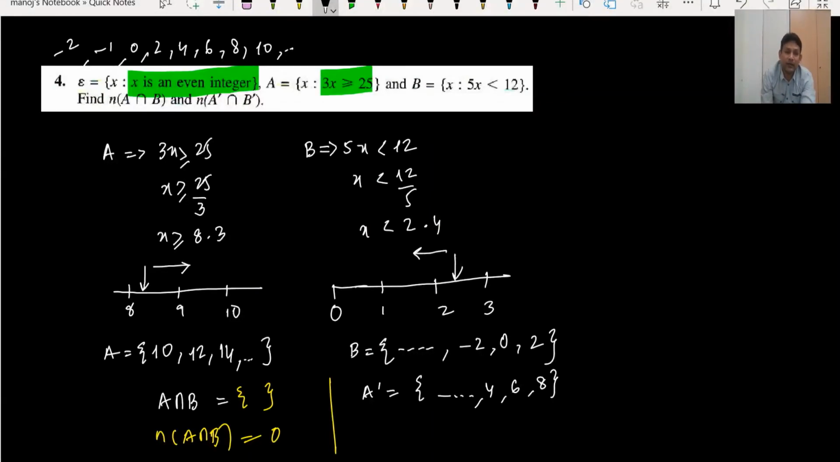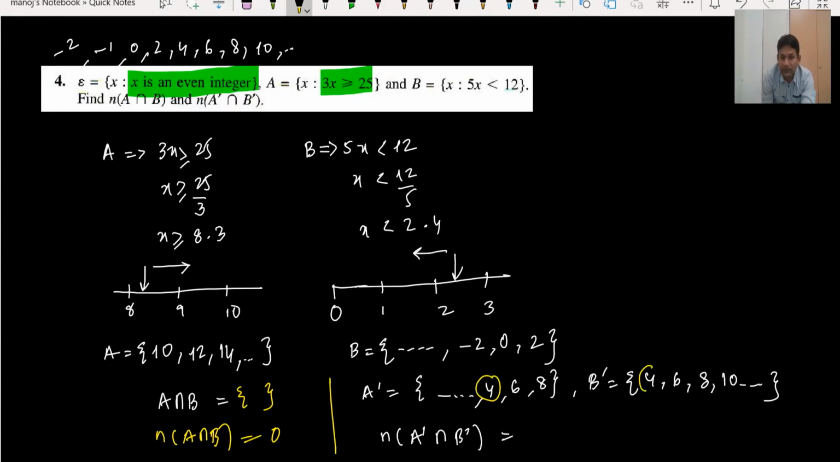Now, if you want to find B complement, what is B complement? B complement should definitely not be this, so it means not 2. So 2, 4, 6, 8, 10, and so on. Now we need to find the number of elements in set A complement and B complement. What is common in these two? The common elements are, yes, 4 is there, 6 is there, 8 is there. If I'm not wrong, A complement is definitely yes all, and B complement will be definitely. So I think there are three elements.